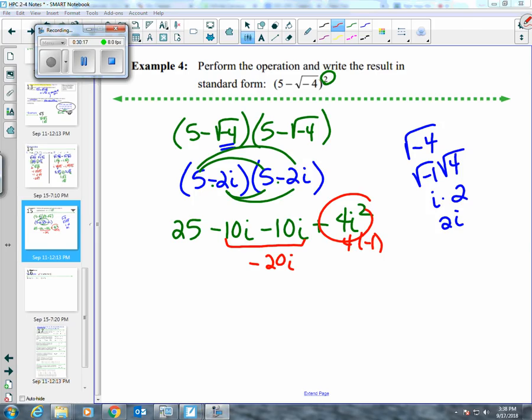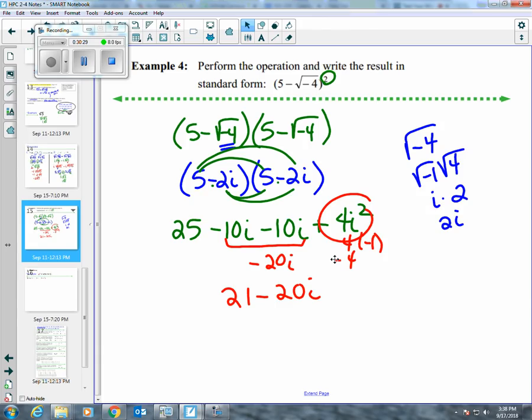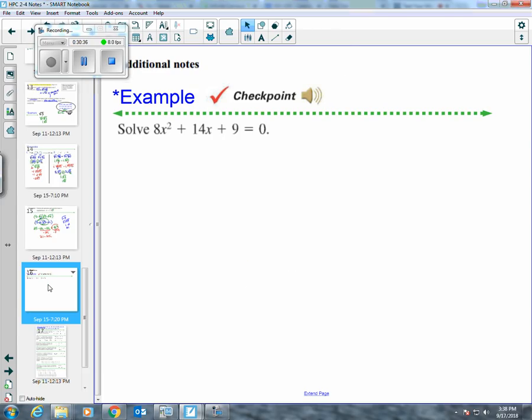All right, so 4 times -1 then would be a -4. I can put that together with my 25s. That would give me 21 minus 20i. So really convenient if we just take care of those negatives first, put it in standard form, and then we're able to simplify. Okay, so why did we just do all that? Let's see if you can solve a quadratic.